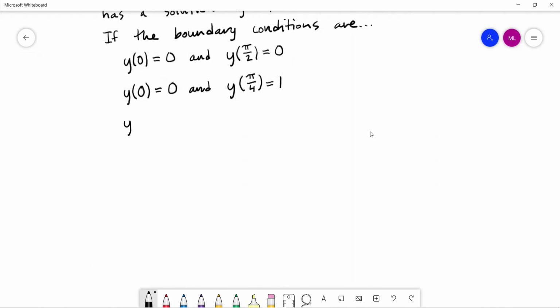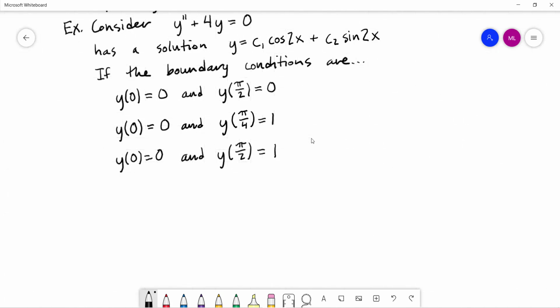And let's do one other set. Y of 0 equals 0, and let's go back to pi over 2 again, y of pi over 2 equals 1. So just looking at these, all seem like totally reasonable, feasible, possible boundary conditions that we could use. We've got 2 conditions for each set, and those 2 conditions should presumably be enough to allow us to eliminate both of the constants. But is that actually the case?